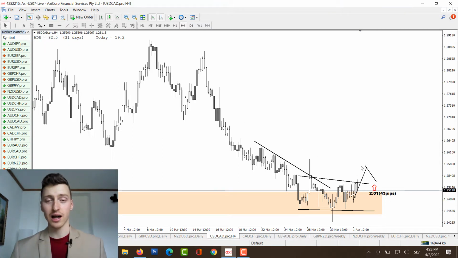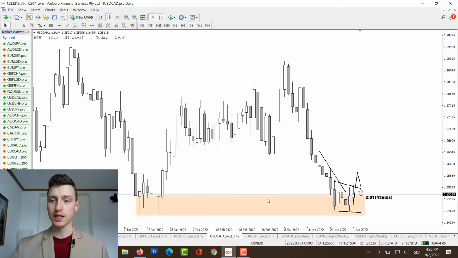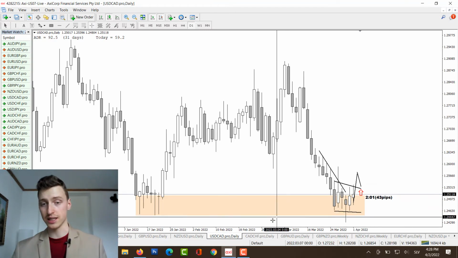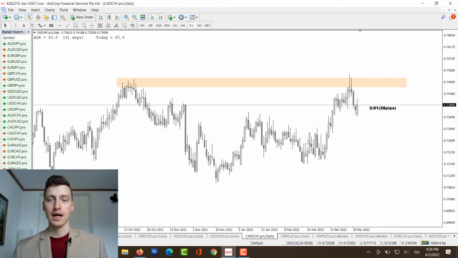It's the opposite to the Aussie dollar, right? So this is a very good opportunity. Or whether we'll get a daily bullish candle pattern. That's it, okay? CAD Swiss.